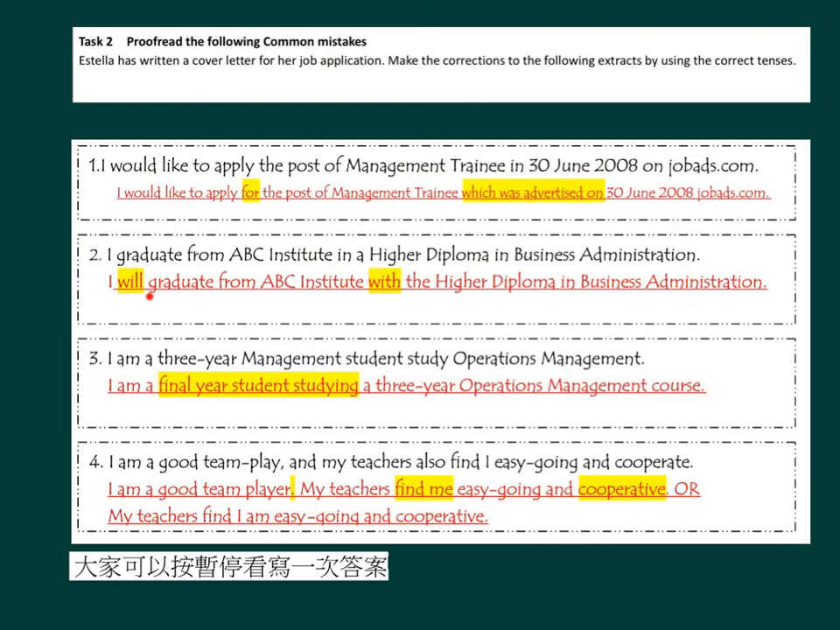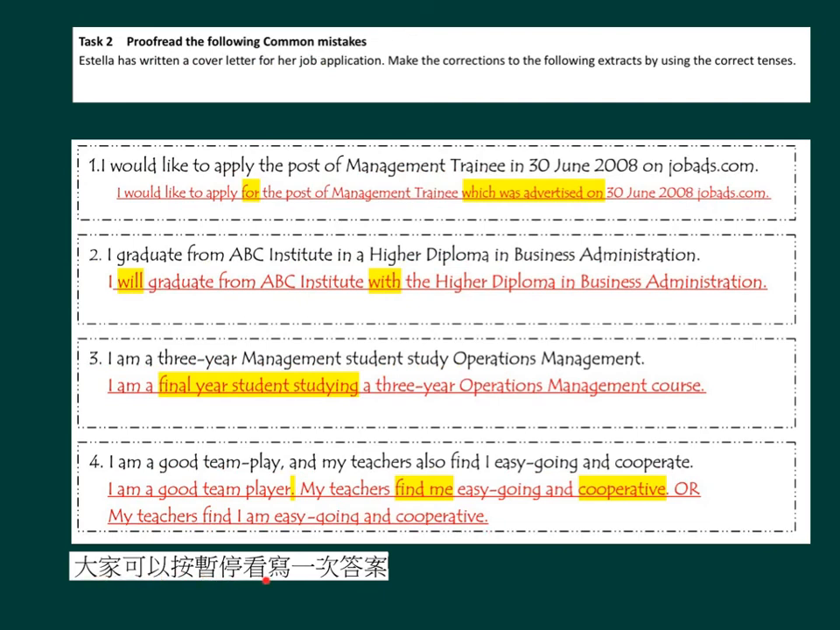Number 2. I graduated from ABC Institute in a higher diploma in business administration. Correction. I will graduate from ABC Institute with a higher diploma in business administration. Number 3. I am 3 years management student study operations management. Correction. I am final year student studying a 3-year operations management course. Number 4. I am a good team player, and my teachers also find I easygoing and cooperate. Correction. I am a good team player, full stop. My teachers find me easygoing and cooperative. Or my teachers find I'm easygoing and cooperative.